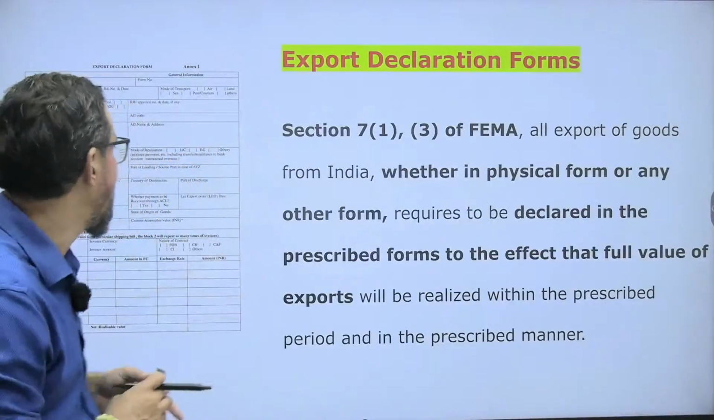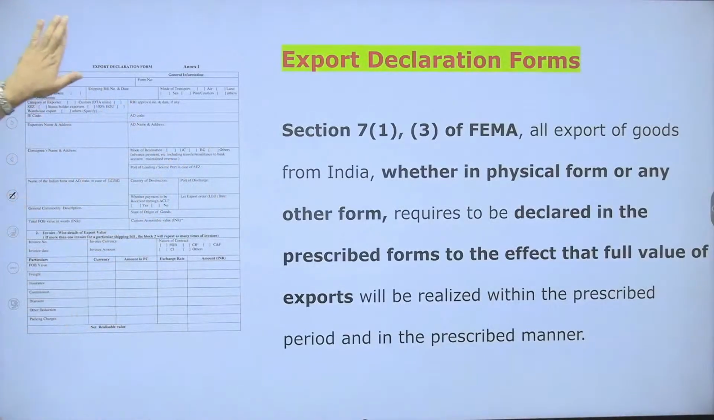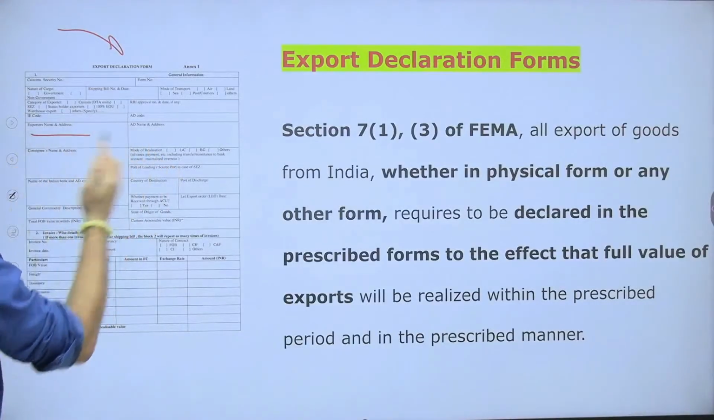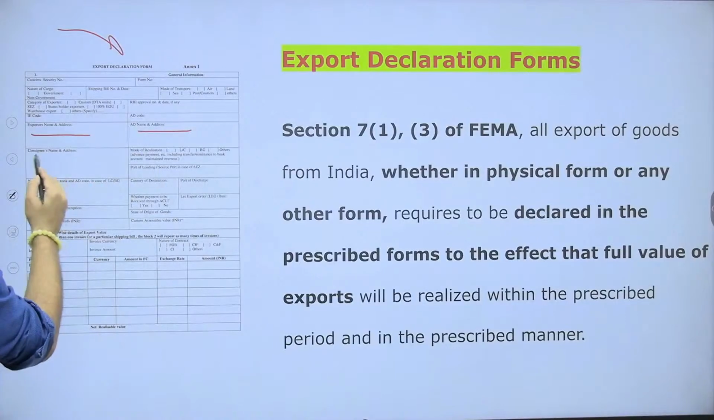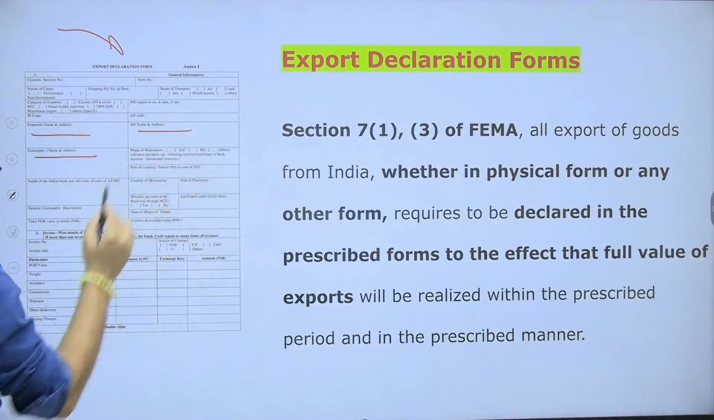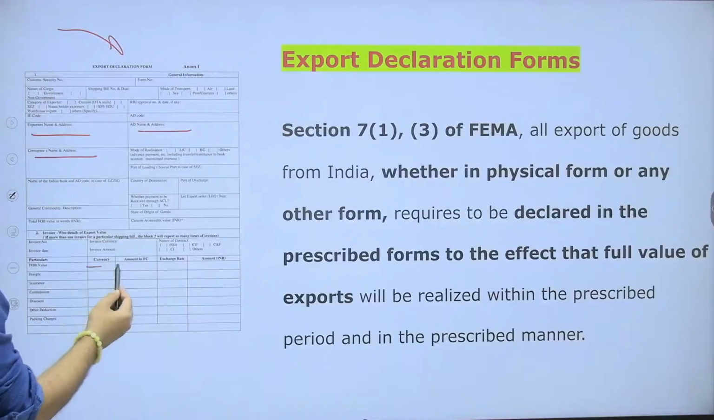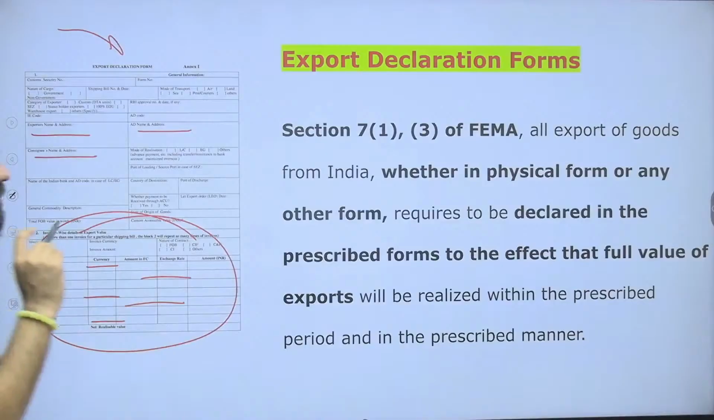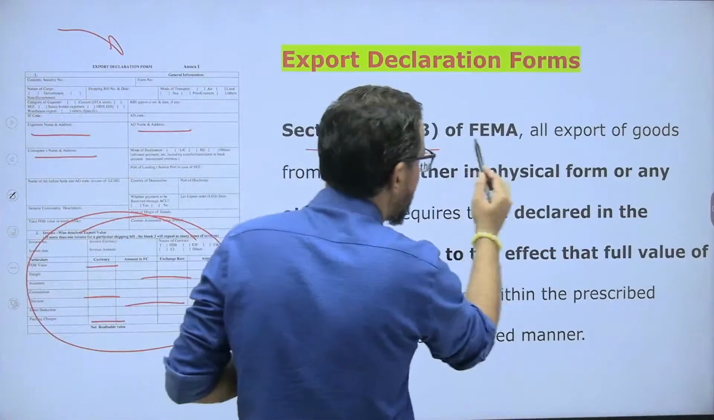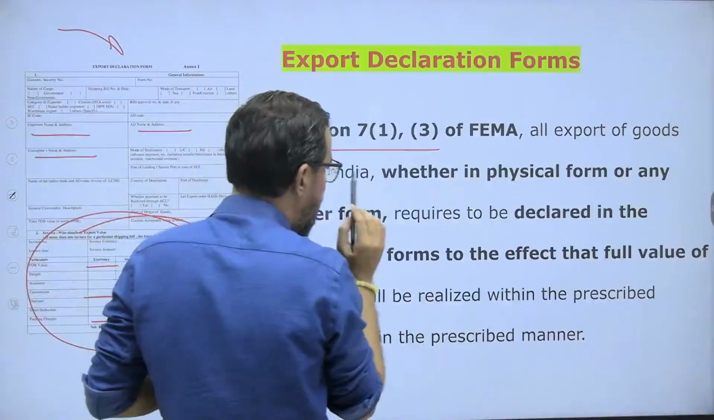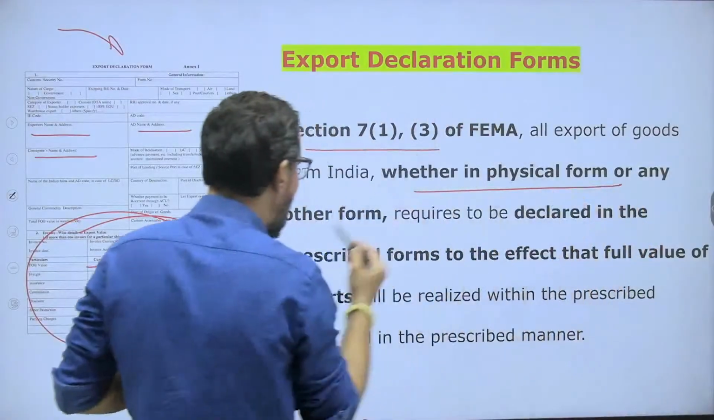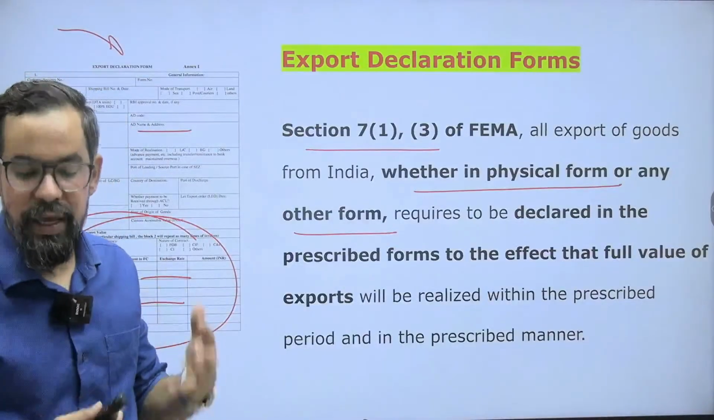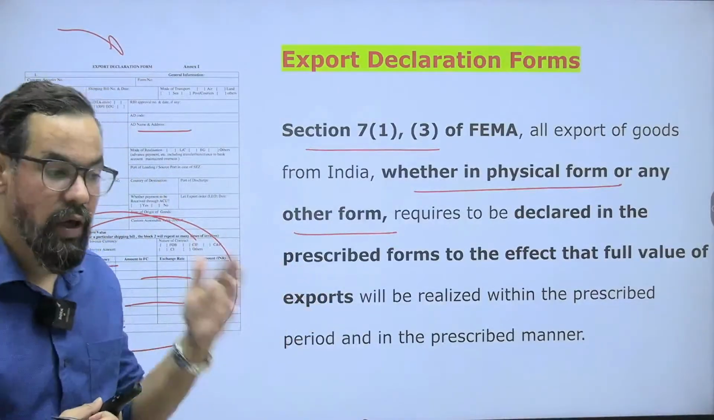So the export declaration form looks something like this. Export declaration, exporter name, address, then authorized dealer's address and all. Signature and address. Then we have purpose code, invoice numbers, and every detail which is generally part of this form. Under Section 7, subsection 1 and subsection 3 of FEMA, all exports of goods from India, whether in physical or any other form, for goods we have the export declaration form, EDF.